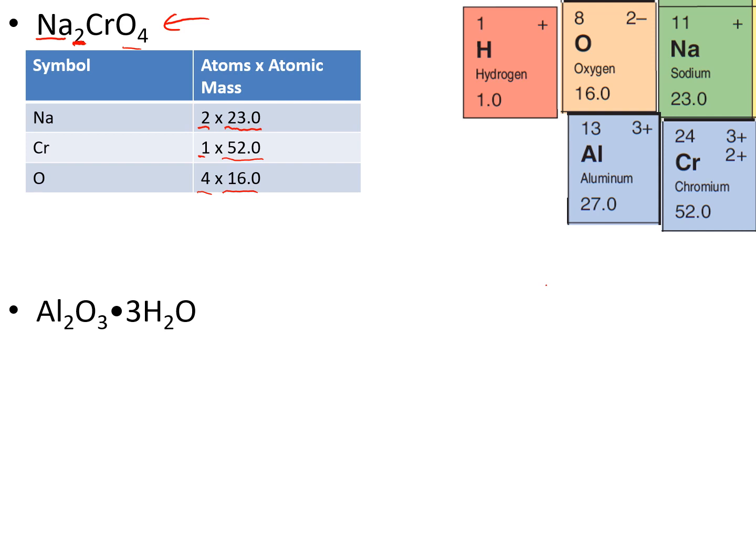So when you want to find the atomic mass of sodium chromate, we have to go 2 sodiums, and each sodium is 23, so 2 times 23 is 46. We have 1 chromium, which is 52, and then we have 4 oxygens, so that's going to be 64.